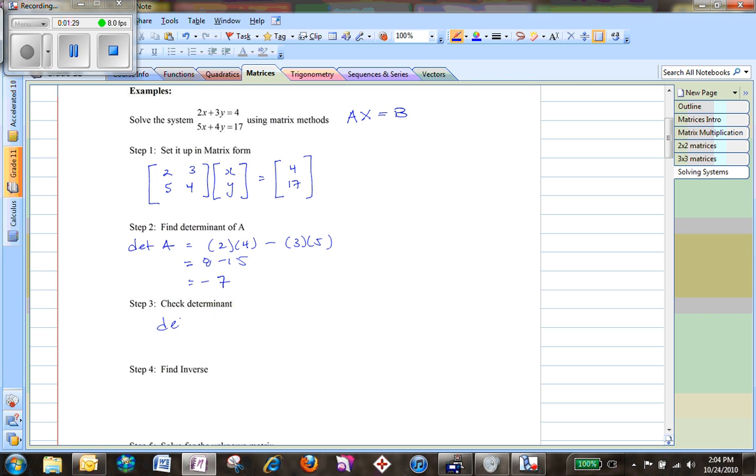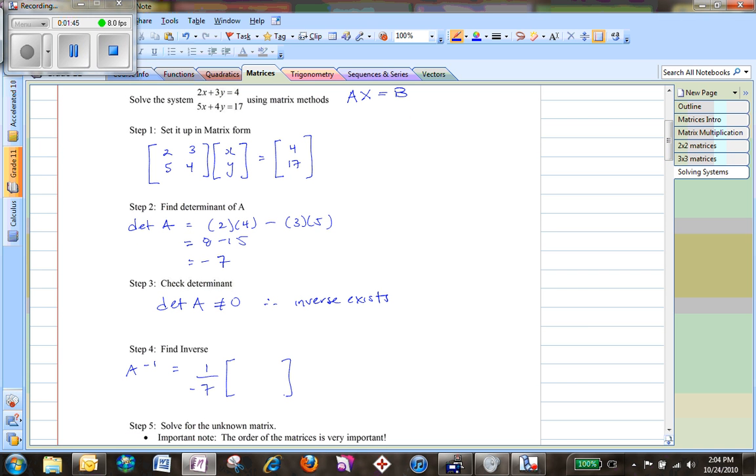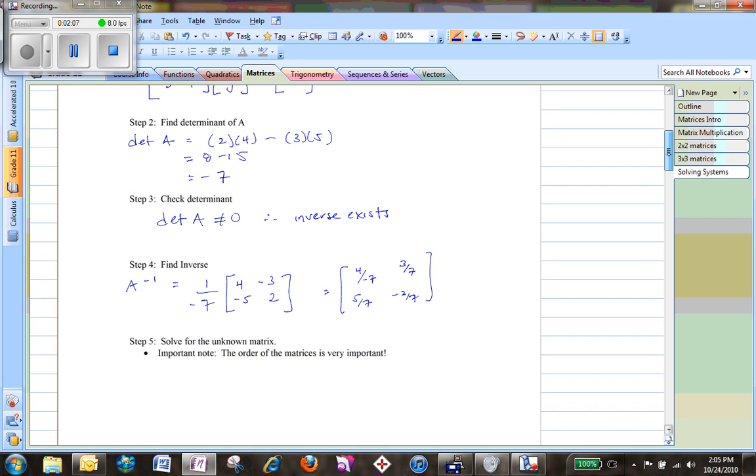So again, the determinant of A is not equal to 0. Therefore, an inverse exists. Next, I want to find the inverse. Well, A inverse is 1 over negative 7 times, switch A and D and change the signs in front of B and C. So my answer is 4 over negative 7, 3 over 7, 5 over 7, and negative 2 over 7. Fantastic. So these are all things that we've done before. Shouldn't be a problem for us.